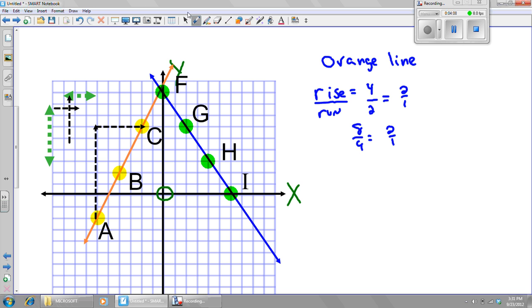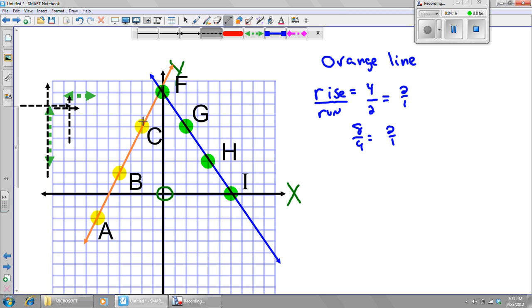Now, try this. What about if I go from C down to B? Well, my rise then, if I go from C to B, I go down 1, 2, 3, 4. So my rise is negative 4, and then my run is in the negative direction, 1, 2. My run is negative 2. So I get negative 4 over negative 2, which simplifies to 2 over 1. The two negatives end up canceling each other out. Any way I look at it, I get 2 over 1. So the slope of the orange line is 2 over 1.